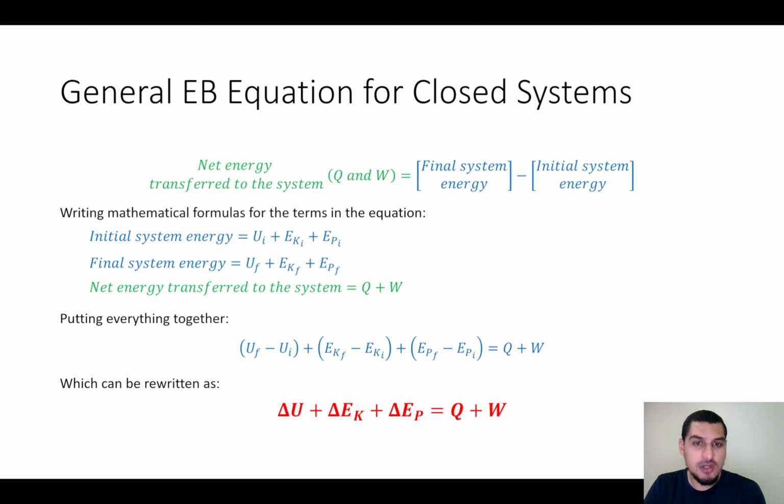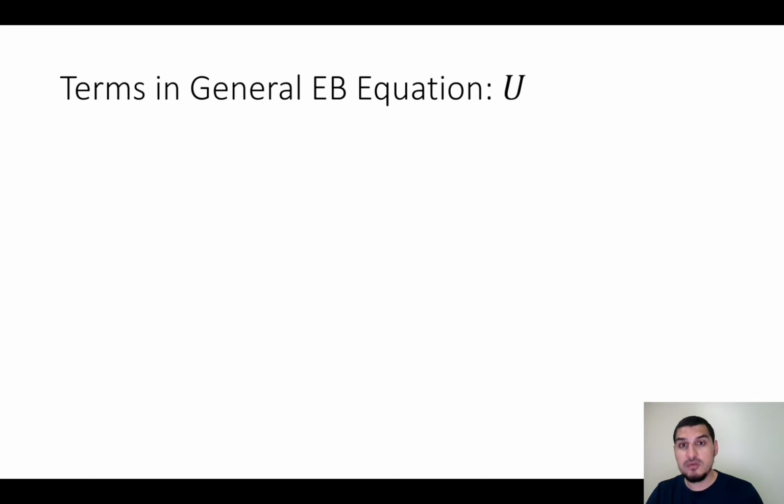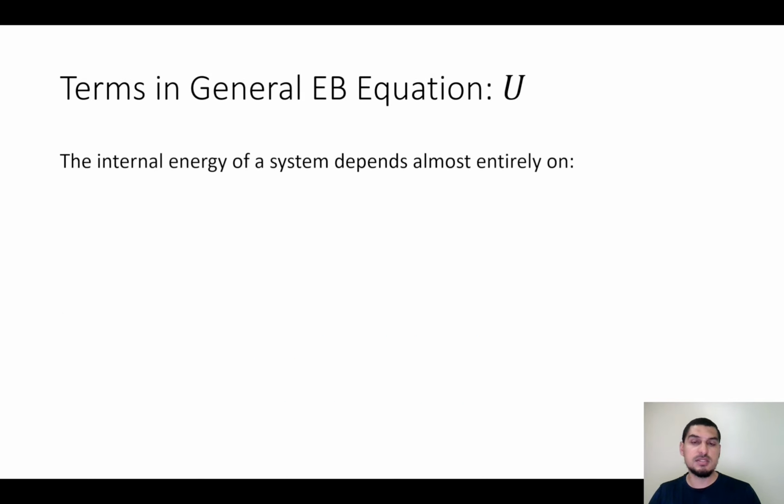Hello, everybody. So now we are going to talk about the terms that we have in this equation, which we did the derivation for last time. So the first term is the internal energy, and we said before that the internal energy is the energy stored in the system in the form of the interaction between molecules, in the form of the motion of subatomic and submolecular particles.